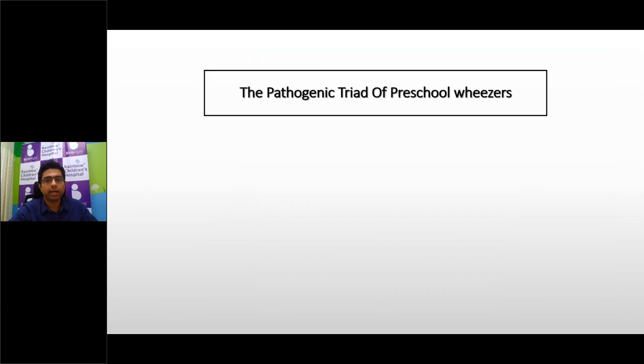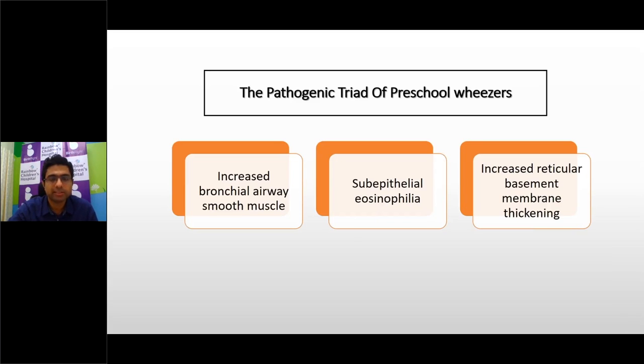So we all know airway hyperresponsiveness, airway wall inflammation, and smooth muscle hypertrophy. All these things are the common aspects in asthmatic children beyond 5 years of age. However, the pathogenic triad in preschool wheezers is a little different.